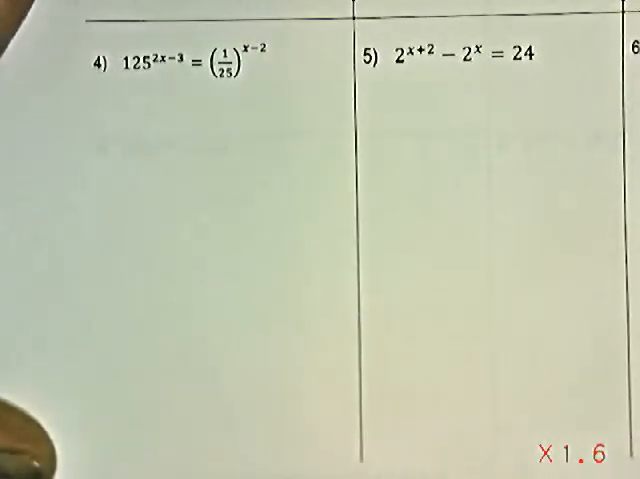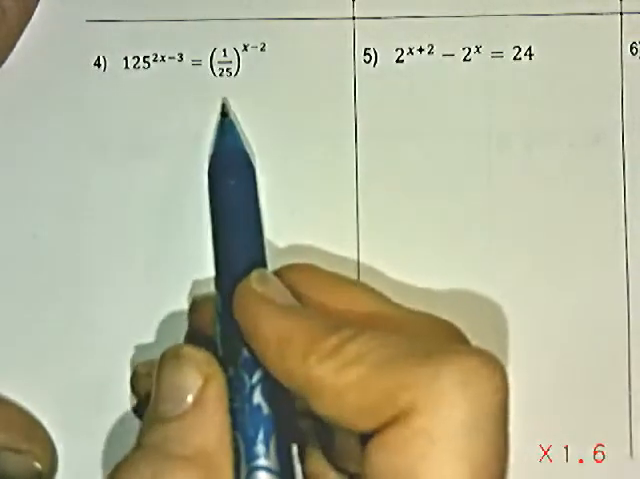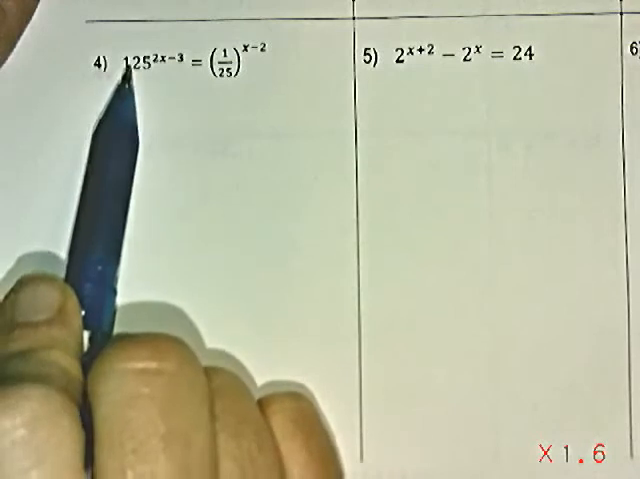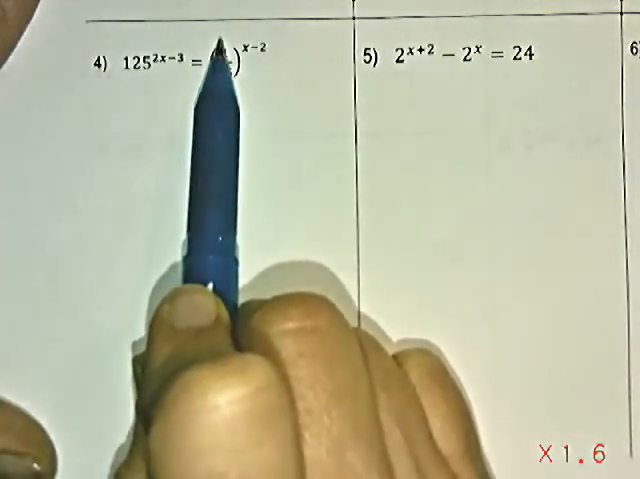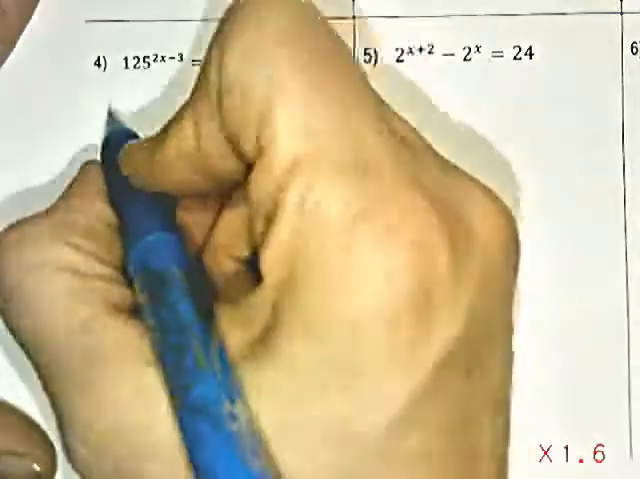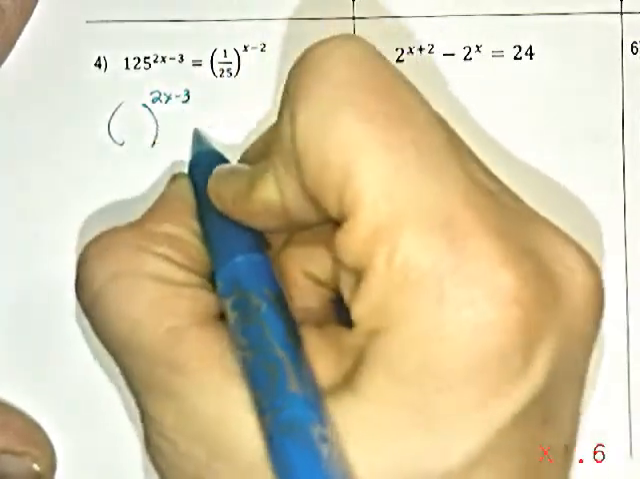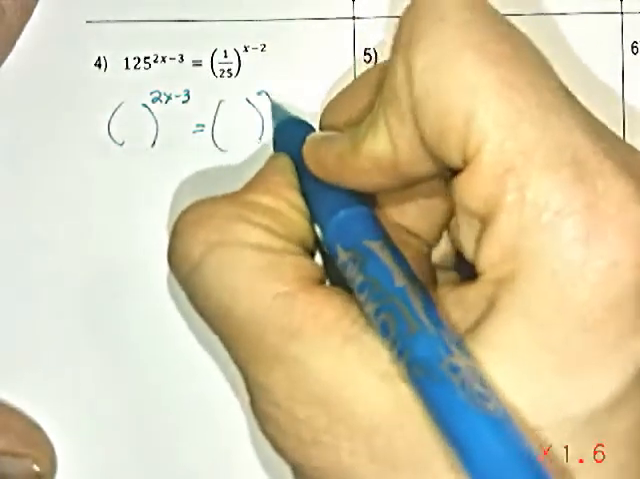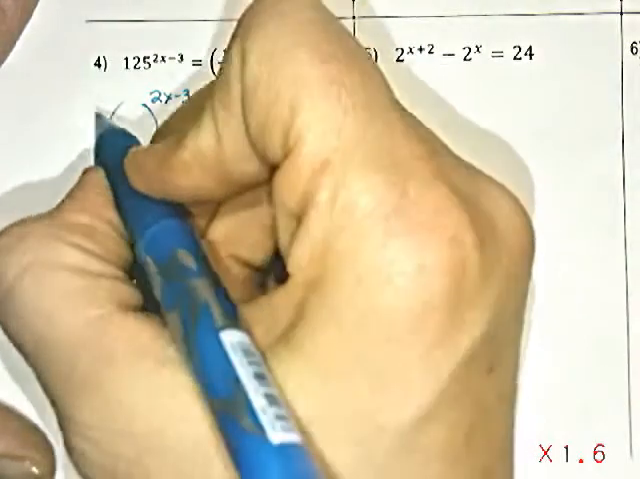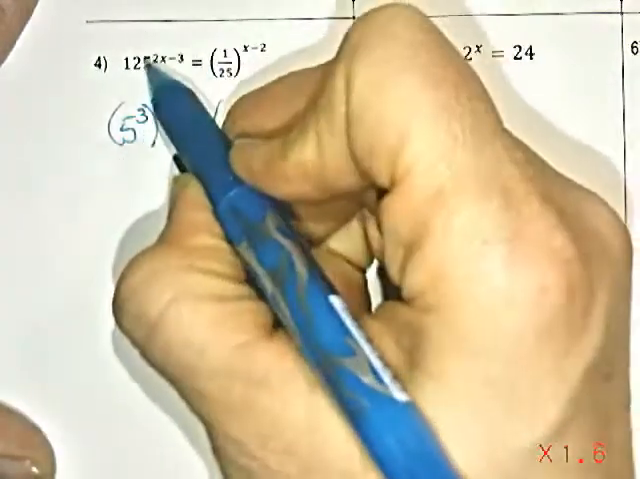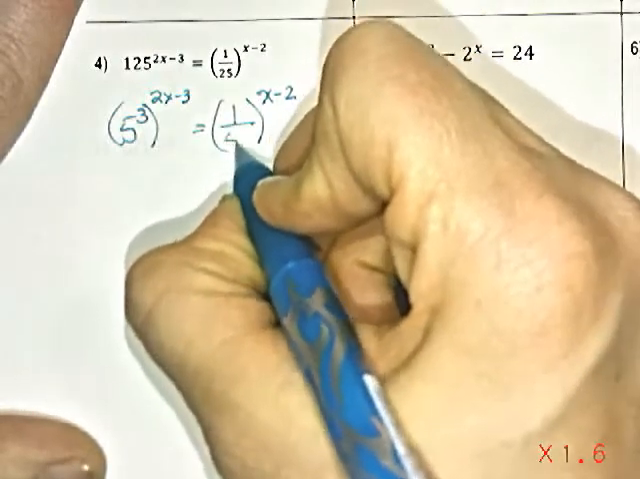In this fourth example, we don't have to isolate our bases. That step is done for us, but we do have to recognize the common base between 1/25 and 1 divided by 125, or 1/125th, is a base 5. I need a 2x minus 3 exponent and an x minus 2 exponent to stay constant. And my 5 cubed is in fact my 125.